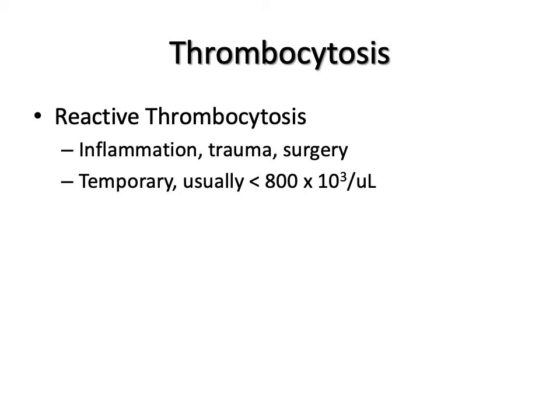Reactive thrombocytosis is a term that refers to an increase in platelets that is secondary to other conditions, mostly inflammation, trauma, or some other underlying conditions such as acute blood loss, splenectomy, childbirth, exercise, or iron deficiency anemia. It is usually temporary, and platelet counts rarely exceed 800,000 per microliter, but sometimes can surpass 1 million.